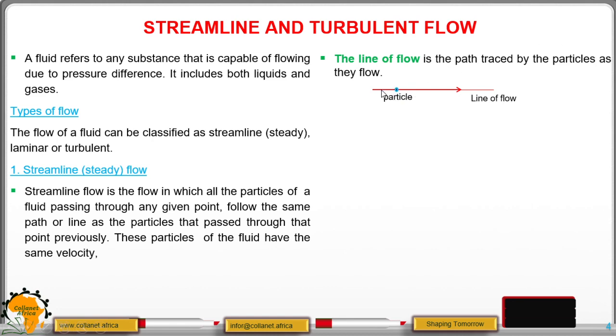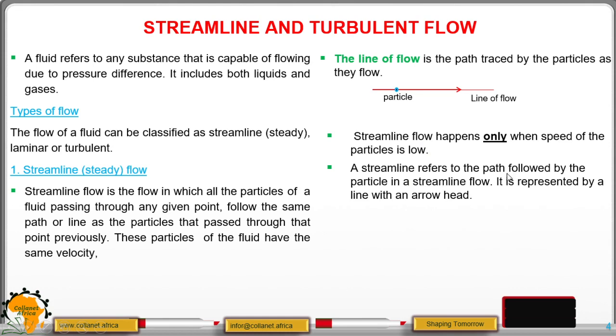If we have another particle flowing from this point toward this point, and it follows the same path where this particle is following, then that flow is what we call streamline. So all particles in streamline flow follow the same path. Streamline flow happens only when the speed of the particle is low. Otherwise, we will have other types of flow. A streamline refers to the path followed by the particle in a streamline flow. It is represented by a line with an arrow.